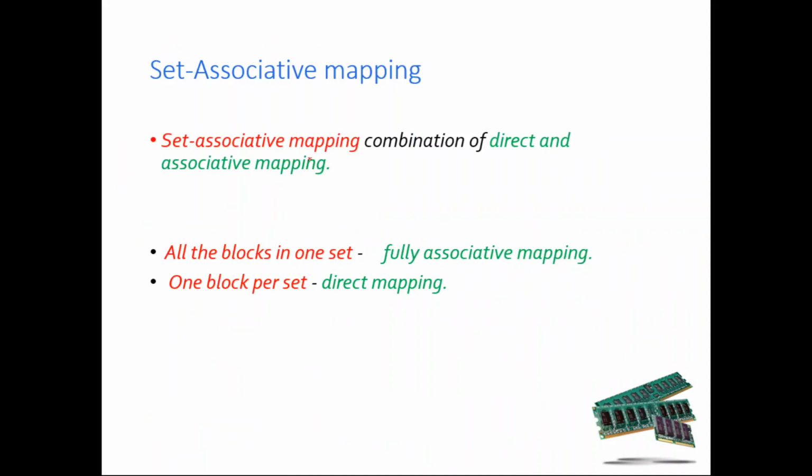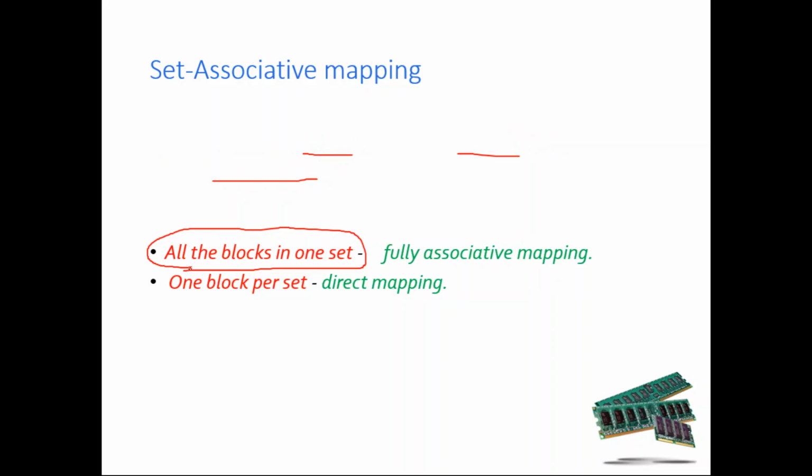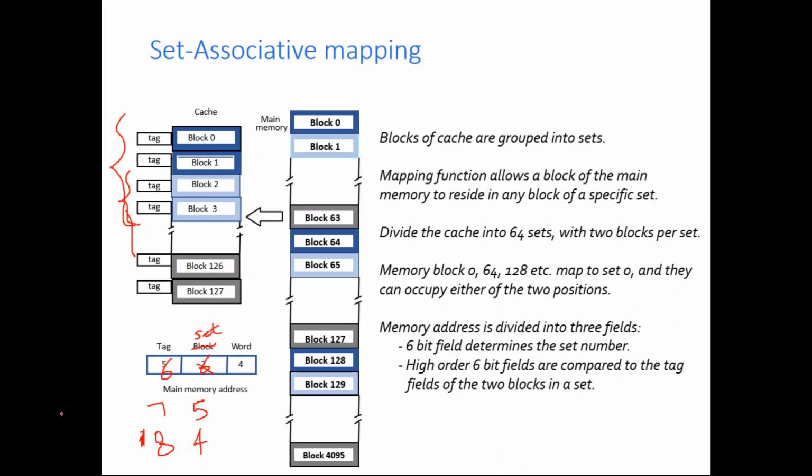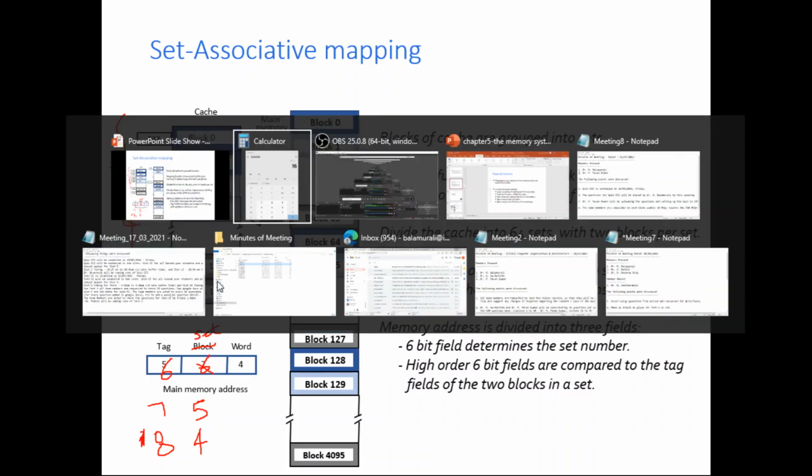As we have already discussed, set associative mapping is a combination of direct mapping and associative mapping. You may ask how it is a combination of both. For example, let us assume that all the blocks are in one set. What does it mean? In the previous case, we discussed that if 4 blocks form a set, 8 blocks form a set, like that you can keep on increasing, say 16 blocks form a set. So let us do that.